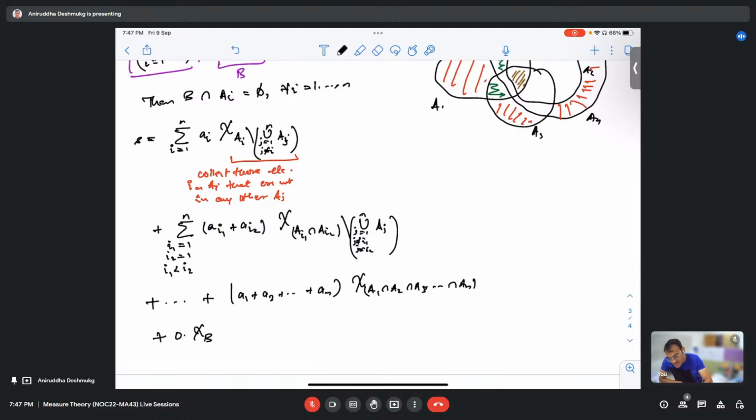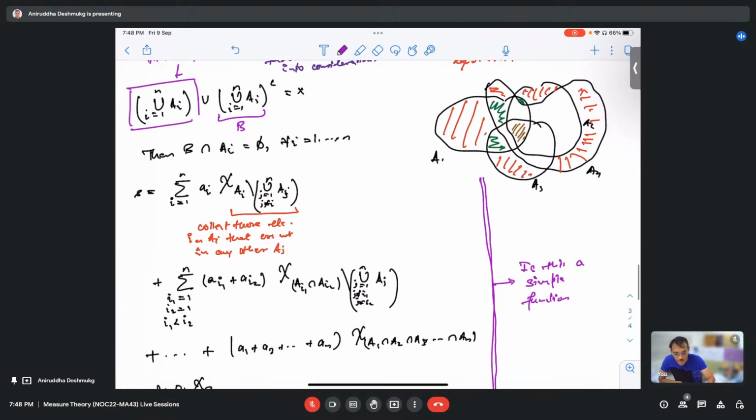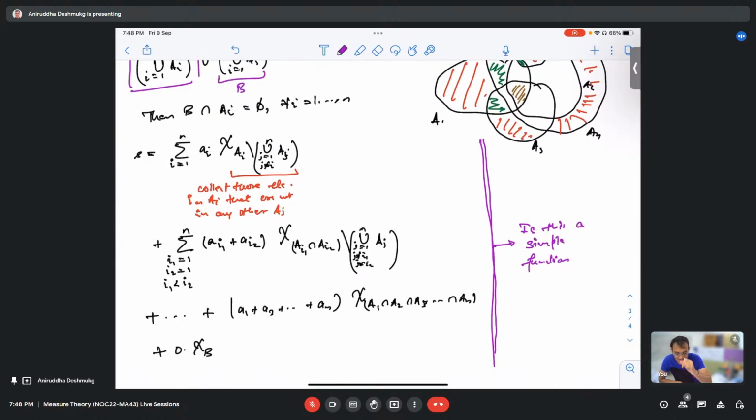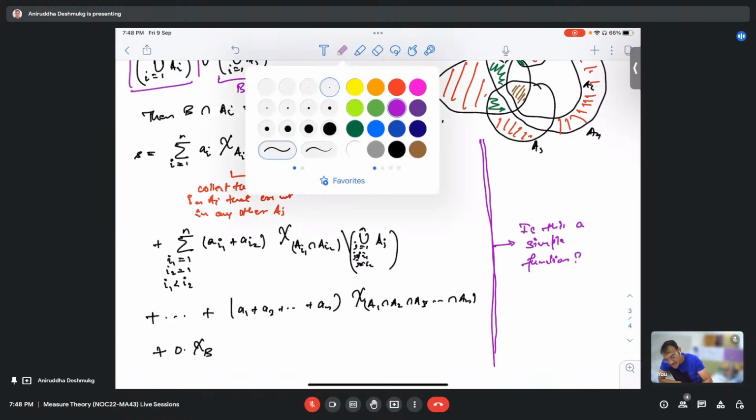Now, is this a simple function? It looks very tedious to actually compute. But is this a simple function? Yes, sir. We have constructed it in a way that we have split this whole union into smaller mutually disjoint subsets. And on those mutually disjoint subsets, we have actually found out the value of this function. So this is in fact a simple function.